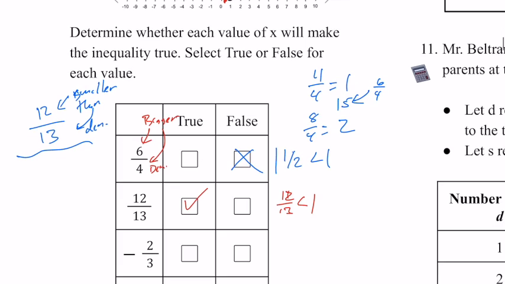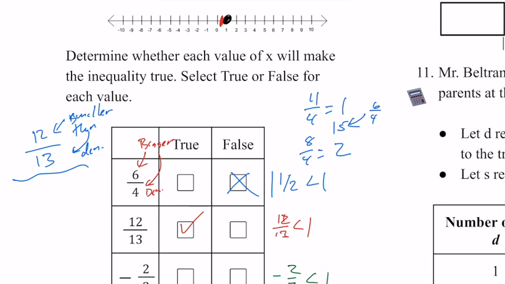Next one, negative 2/3. Is that less than 1? Well, my negative numbers, and again, I'm looking at the 1 here, right? My 1 is my answer that I'm comparing everything to. If I have a negative 2/3, well, it's somewhere over here. So is that smaller? Yeah, it is. So that one is true. Negative 2/3 is smaller than 1.